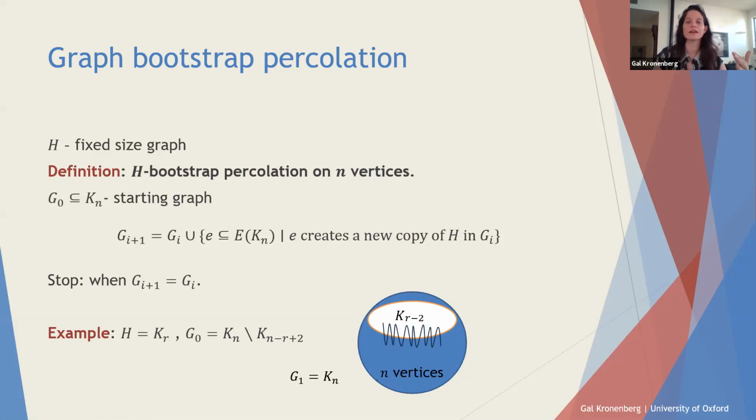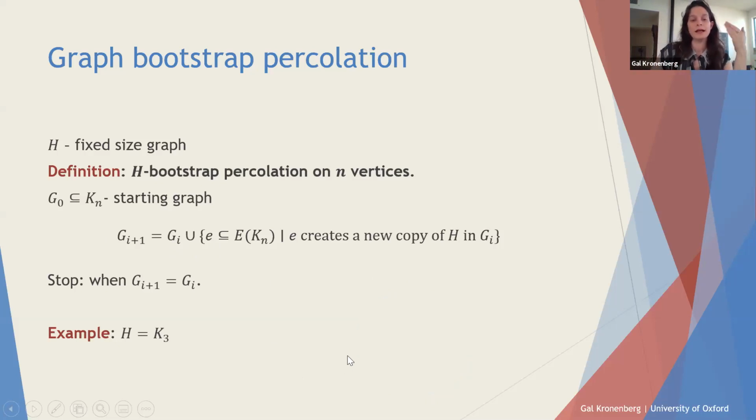I add everything I can simultaneously. So I added everything simultaneously and it stopped after one step. Let's look at a different example. If this is the initial graph, the starting graph, and we want to consider the K3 bootstrap percolation, let's see how many steps we need.